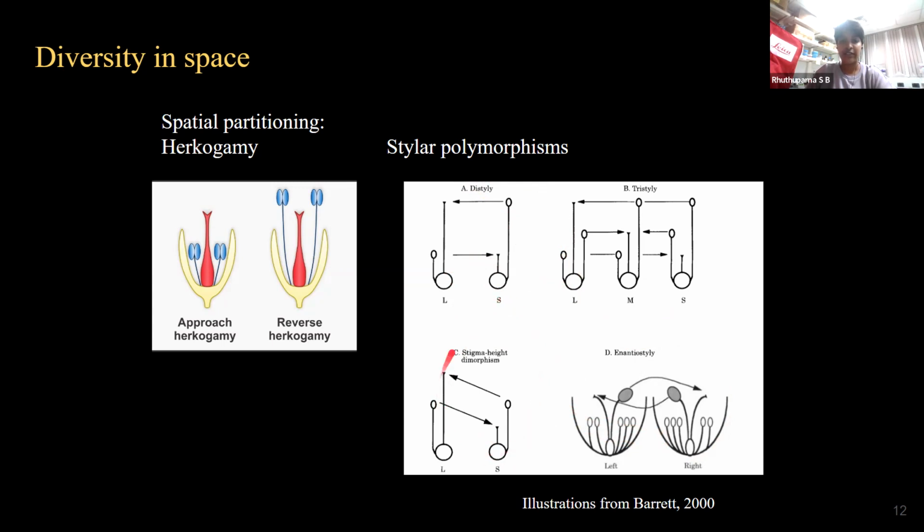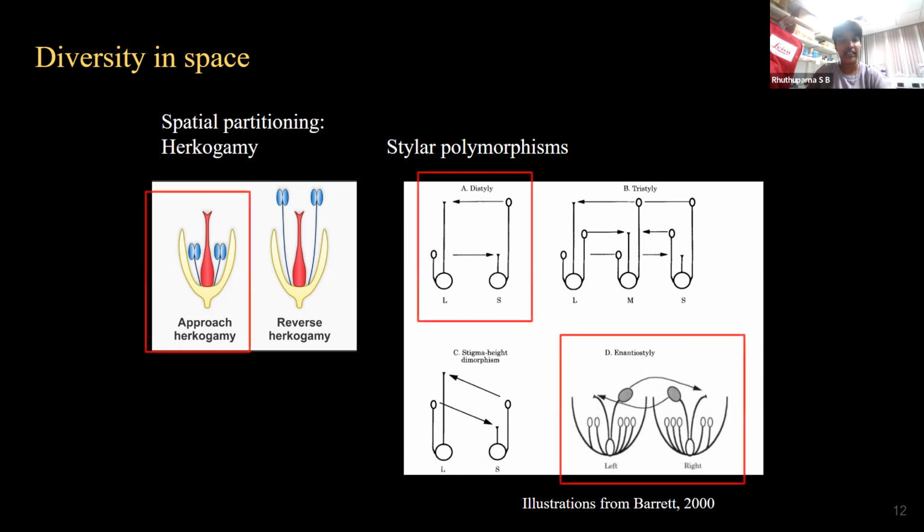In the case of stigma height dimorphism, as you can see here, the length of the anther remains the same, but the length of the stigma differs in the two types of morphs. Enantiostyly, on the other hand, is different from the other two types of stylar polymorphism. Here, the morphs are generated because of the deviation of the stigma from the main floral axis. I'll discuss more about enantiostyly later in the talk.